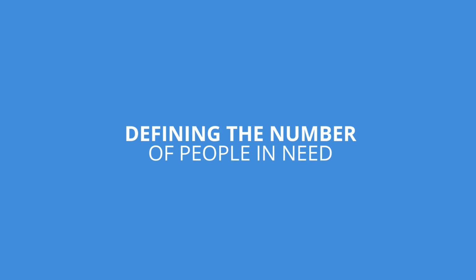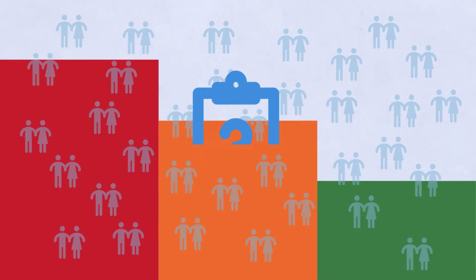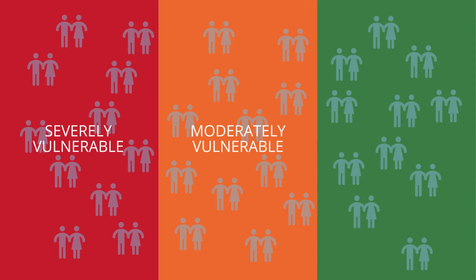Defining the number of people in need. How do you estimate how many people are in need through an essential needs assessment? A first step is categorizing them into different vulnerability tiers: severely vulnerable, moderately vulnerable, or not vulnerable.